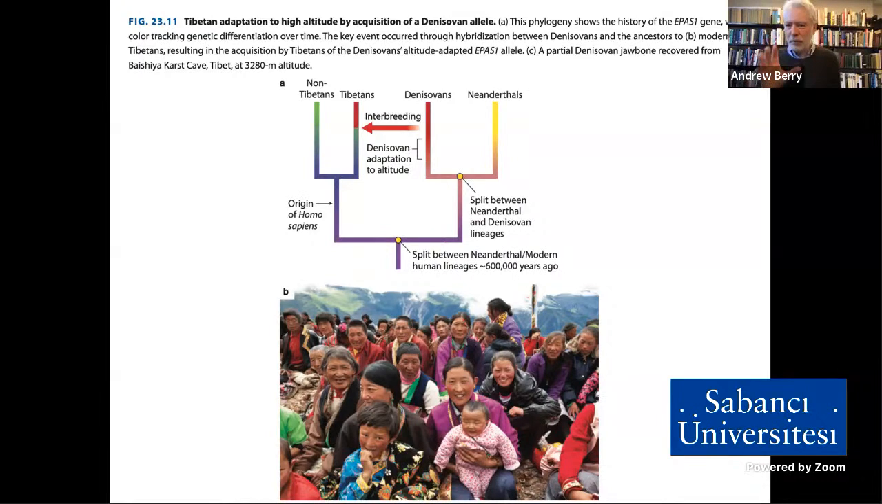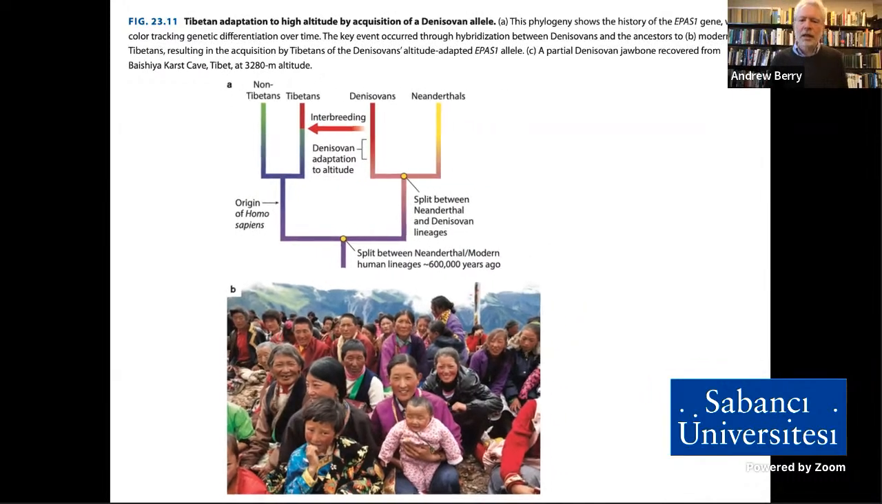But there was a problem with this idea. This was an observation we made from comparing genomes between Denisovan genomes, Tibetan genomes, and non-Tibetan genomes. But there was a problem. The Denisovan cave is at fairly low altitude. So why would Denisovans be adapted to living in low oxygen environments?